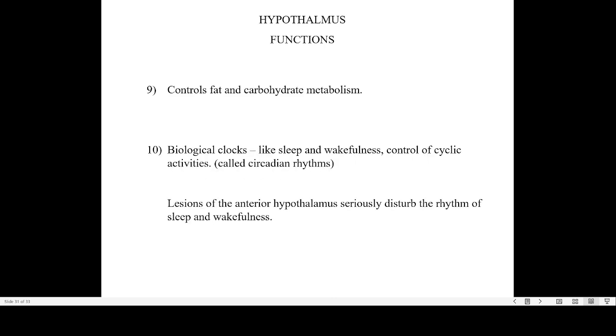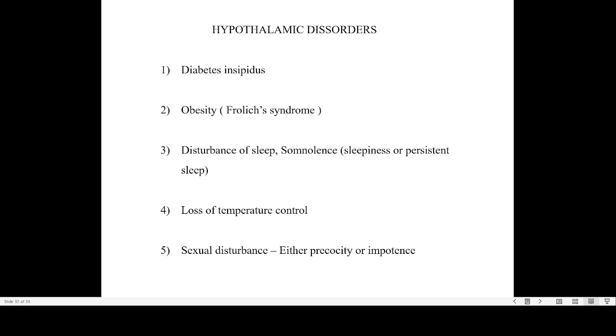Then it controls fat and carbohydrate metabolism. It also controls the biological clock, like normal sleeping hours, wakefulness hours, and control of cyclic activities. That is also controlled by the hypothalamus. Lesions of the anterior hypothalamus seriously disturb the rhythm of sleep and wakefulness. These are the things you have to remember.